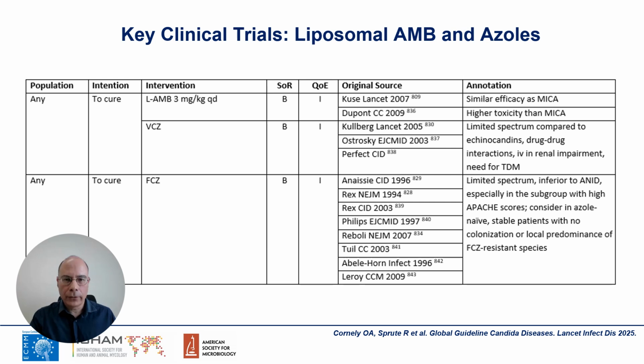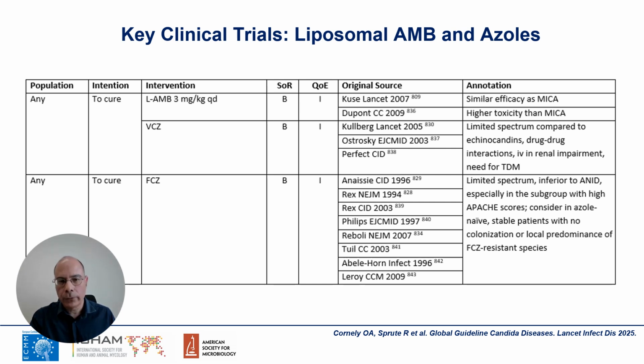While echinocandins are drugs of choice for the treatment of invasive candidiasis and Candidaemia, it's important to recognize that liposomal amphotericin B and fluconazole are reasonable alternatives in select situations. Clinical trials performed in the 1990s showed that compared with amphotericin B deoxycholate, fluconazole was associated with similar survival rates and fewer adverse events.